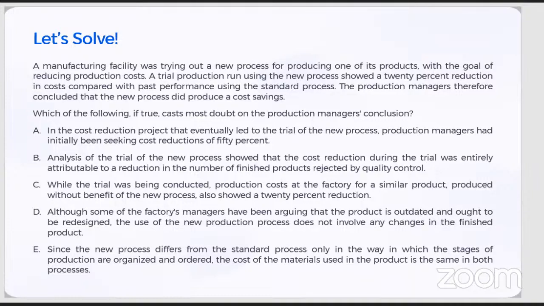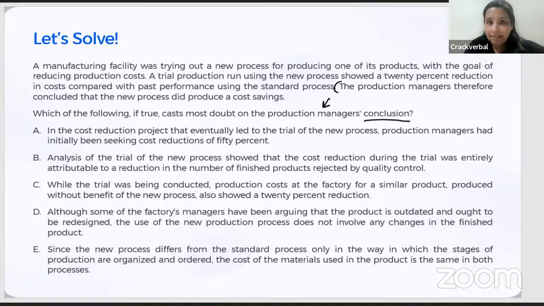Okay, let's look at the question. The question says, which of the following, if true, casts most doubt on the production manager's conclusion? This tells us that there is a conclusion in place and the manager has concluded something. Over here, we can very clearly see that the conclusion is mentioned in the last sentence. Keep in mind that the conclusion need not necessarily be in the last line. It can be anywhere in the passage, which is why it's very important for us to trace the flow of the information given.